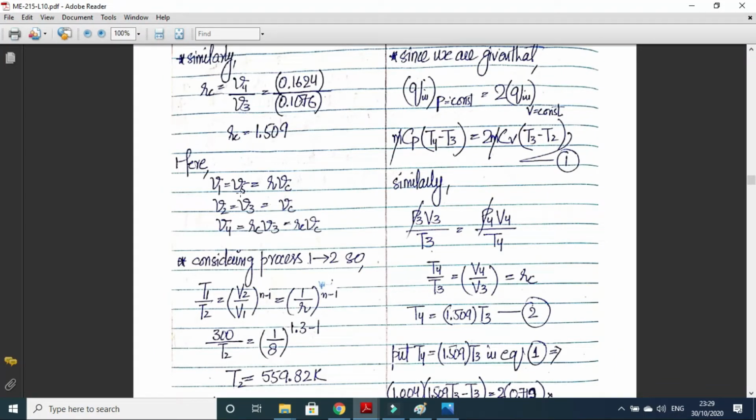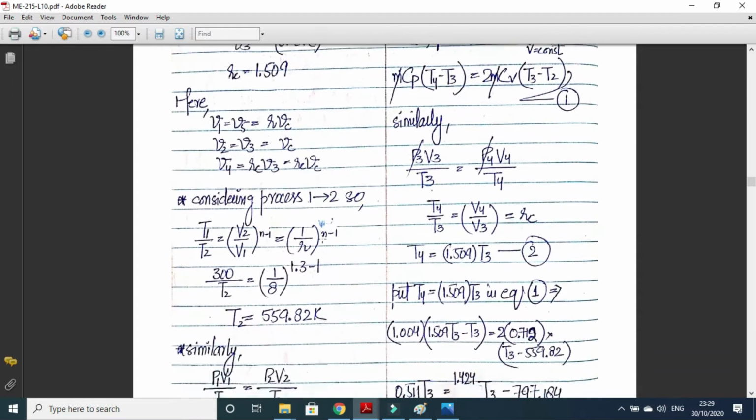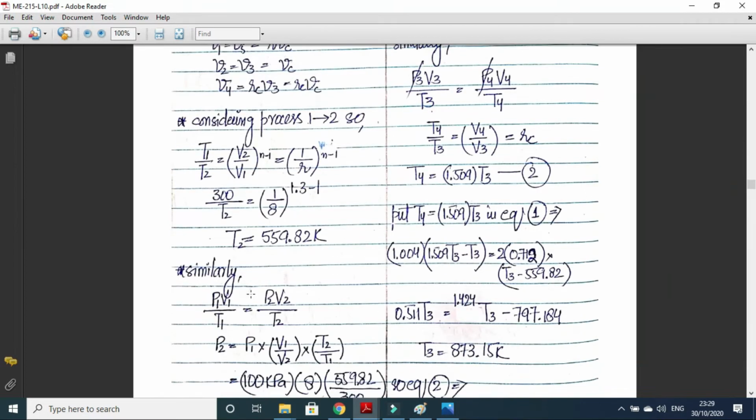V1 is equal to V5 is equal to RVc, because V1 upon V2 is R, and V2 is actually Vc, so V1 will be equal to RV2, RVc. V2 is equal to V3 is equal to Vc, V4 is equal to rc V3, and V3 is actually Vc. Now consider process 1 to 2, which is isentropic compression, and in fact in this process it is polytropic compression, so we will use V2 upon V1 to the power n minus 1. n is 1.3, R is 8, we can easily calculate T2.